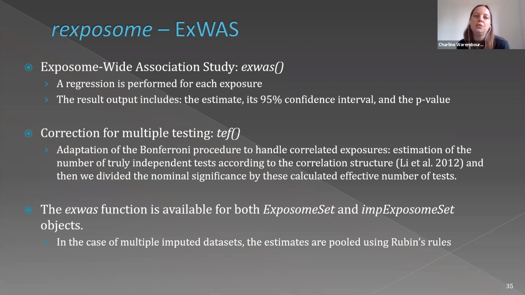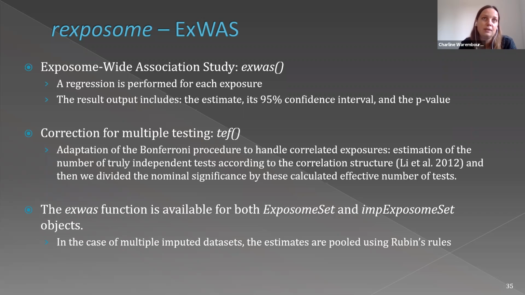So then when you want to look at the association between the exposome and the health outcome, you can use the ExWAS function. Here a regression is performed for each exposure independently, and you will obtain the estimate, the 95% confidence interval, and the p-value. And there is a function called TEF, for threshold for effective number of tests, which is a method we implemented in the rexposome package to correct for multiple testing. So it is similar to a Bonferroni correction.